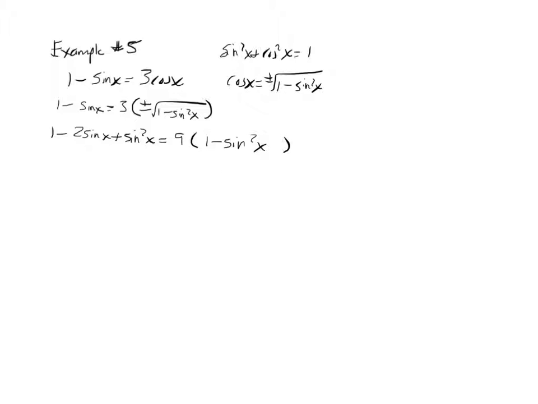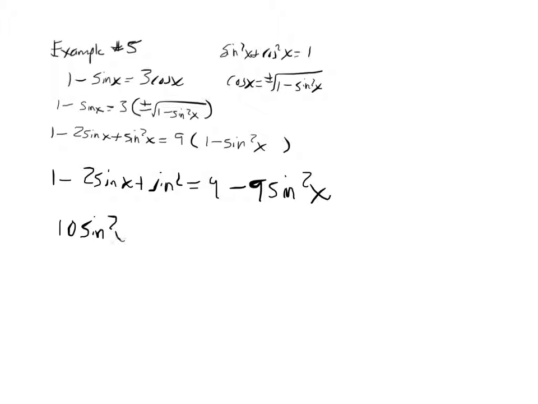And at that point I can go ahead and say, all right, let's expand the right side and combine like terms. So 1 minus 2 sine x plus sine squared x equals 9 minus 9 sine squared x. Get everything on one side, because note I've now got a quadratic expression: sine squared stuff, sine stuff, and constants. So that gives 10 sine squared x, which takes care of those two, minus 2 sine x, takes care of that one, bring the 9 over, minus 8 equals 0.